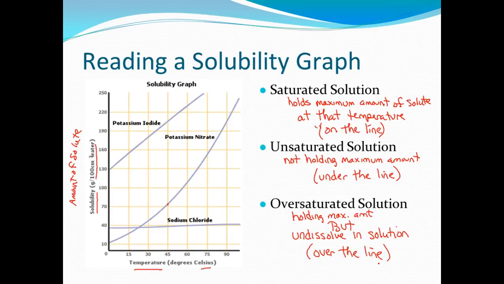Over the line. So if at 45 degrees I would put in 100 grams of potassium nitrate, the solution would not be able to hold it all. The solution would only hold about 70 grams, and the other 30 grams, this difference right here, is undissolved. Undissolved, sitting on the bottom of my container. That difference there. So that's how we read a solubility graph.